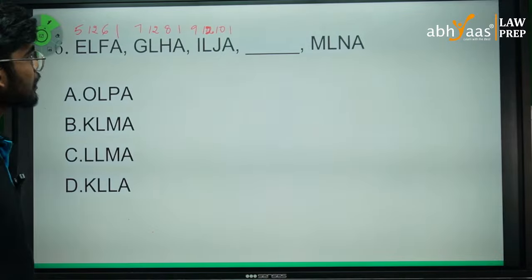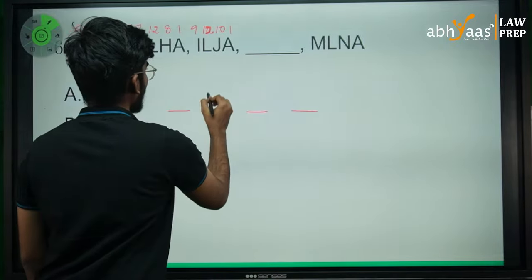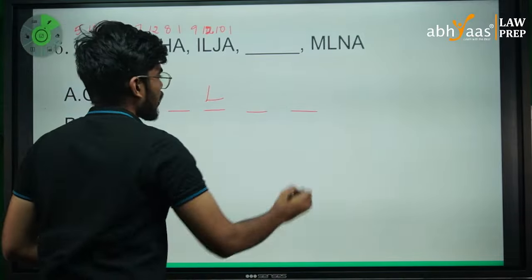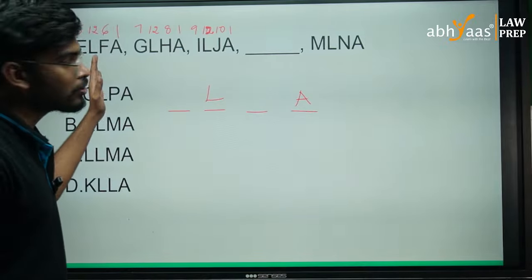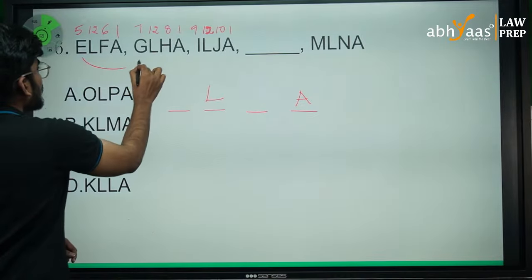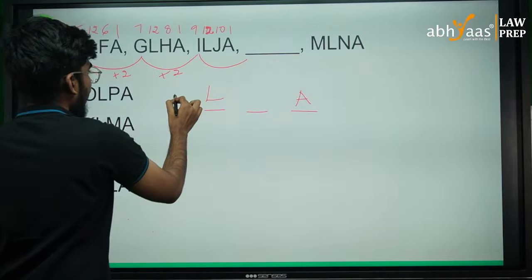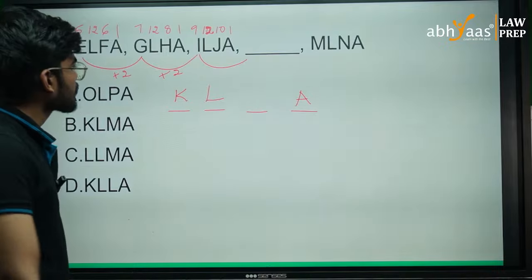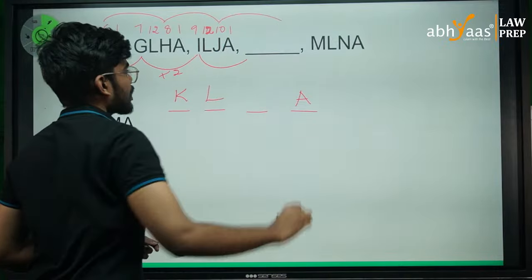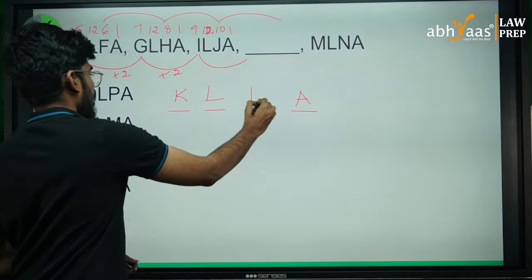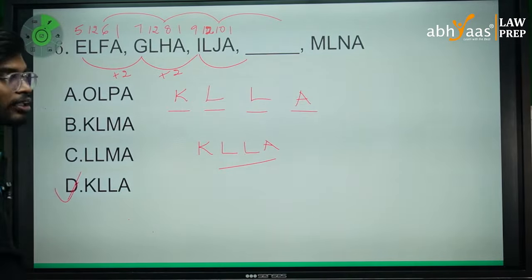So what is happening? While writing the numerical values, I found that the second letter is L, and similarly the fourth letter is also A. So they are not changing. The second and fourth places are constant, and we are supposed to find the sequence of the remaining. First letter plus 2: 5 plus 2 is 7, 7 plus 2 is 9, so I plus 2 is J and K. So the first letter is K. And the next one: 6 plus 2 is 8, 8 plus 2 is 10, J plus 2 is K and L. Again it is L. So the answer is K, L, L and A, which is in the fourth option. Option D is the right answer.